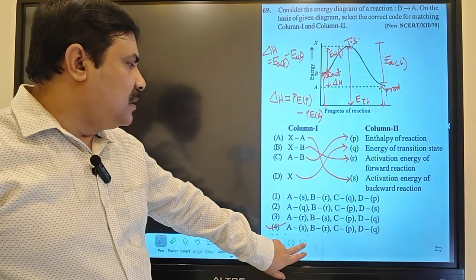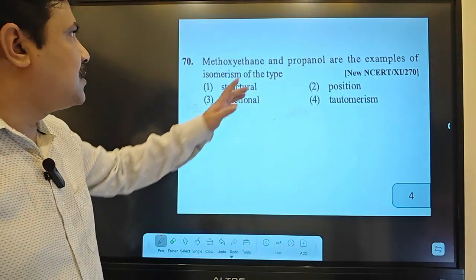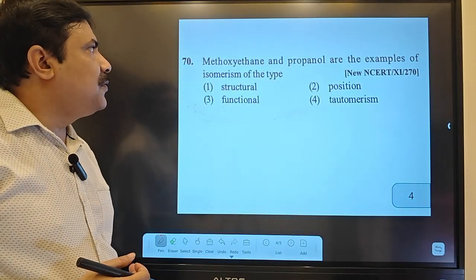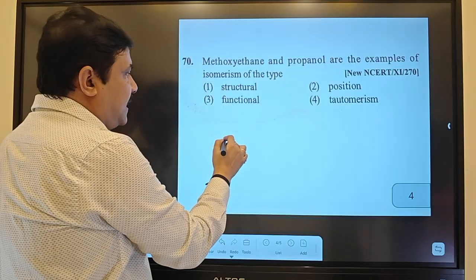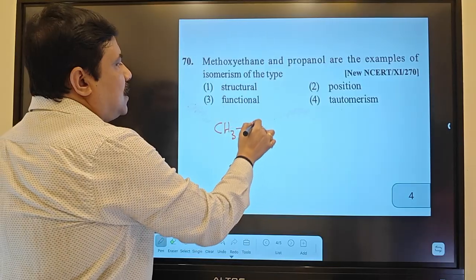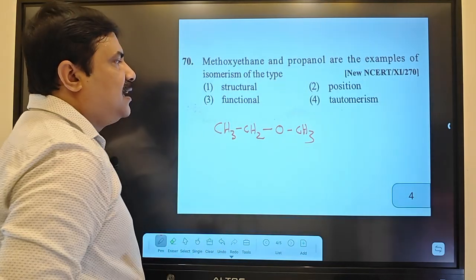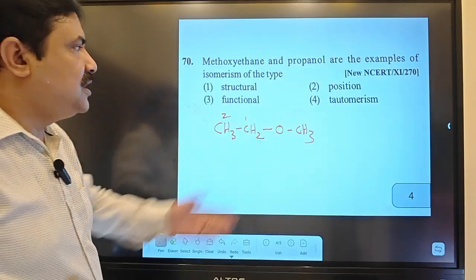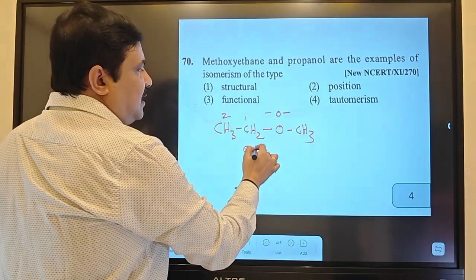Now let us look at the next question. In this question, what they are asking is: methoxyethane and propanol are examples of isomerism of which type. What is methoxyethane? Write down the IUPAC name they are giving. Methoxyethane: ethane means CH3, CH2 and OCH3. Now numbering will be like this, 1 methoxyethane. This is oxygen, called the ether linkage, with an alkyl group on both sides. So this is an ether.